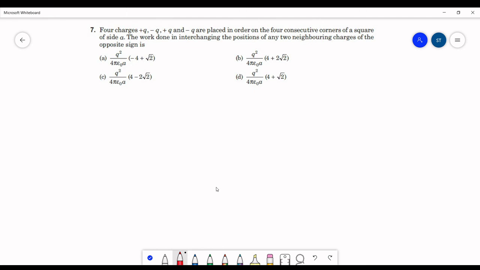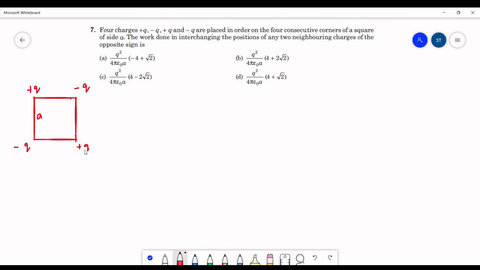So the question given is: 4 charges plus q, minus q, plus q and minus q are placed in order on the 4 consecutive corners of a square of side a. The work done in interchanging the position of any two neighboring charges of opposite signs is. So first let us see the initial case given. Initially there is a square of side a. There are plus q, minus q, plus q and minus q placed in the given order on the corners of the square. Now we have to interchange the position of any two neighboring charges of opposite sign.